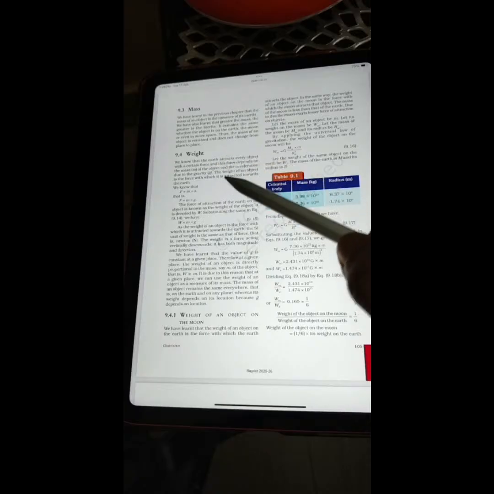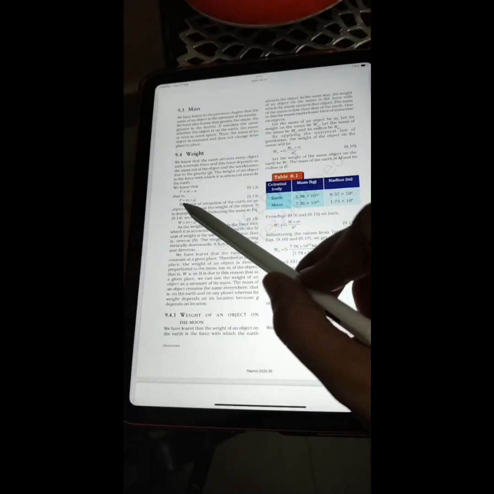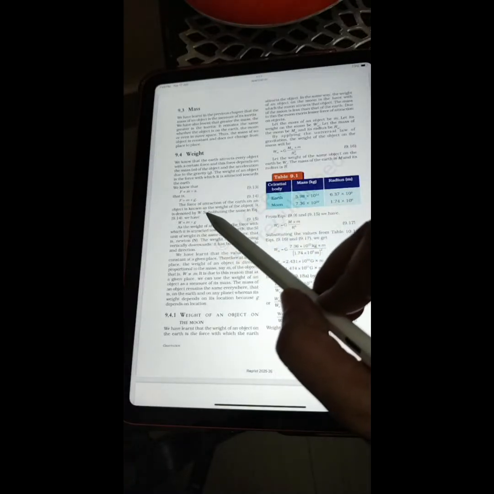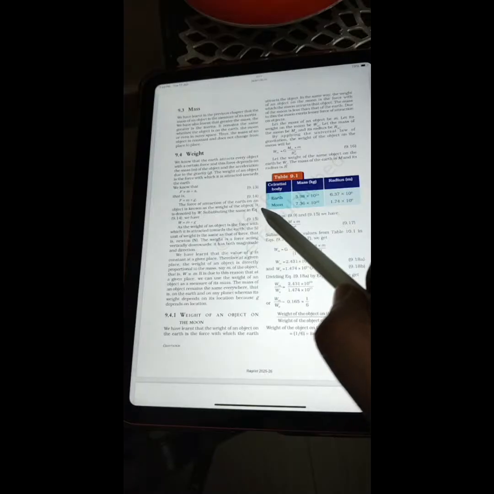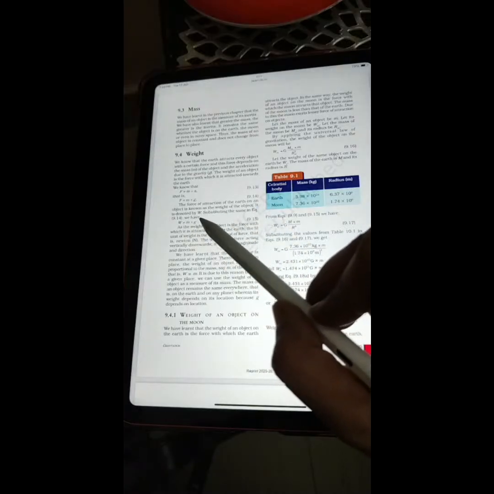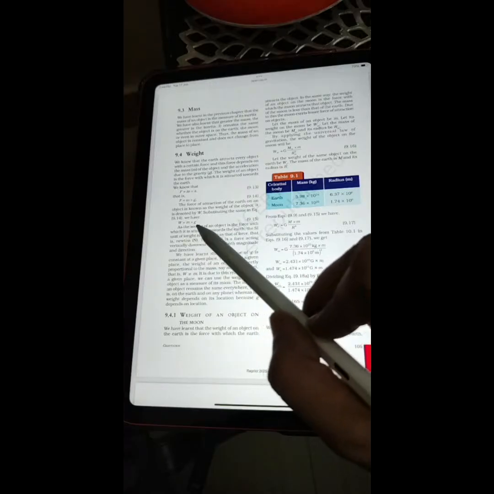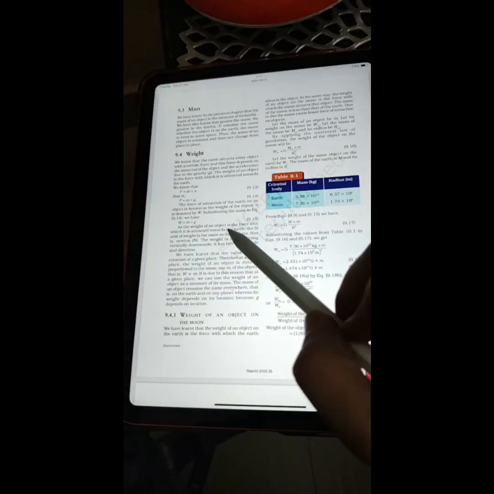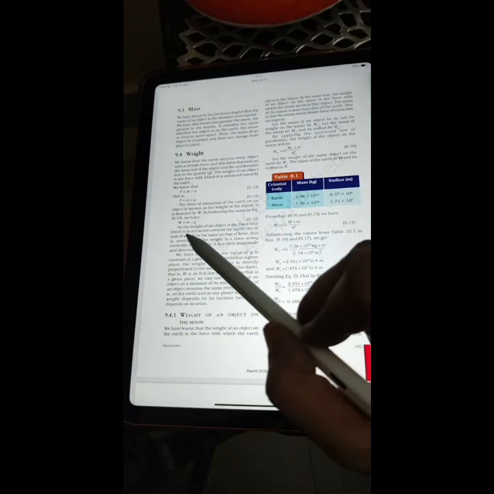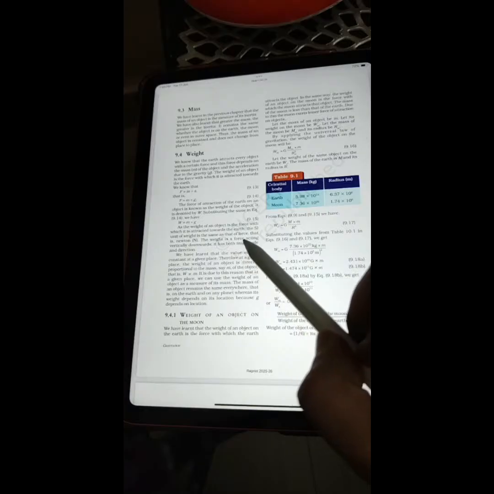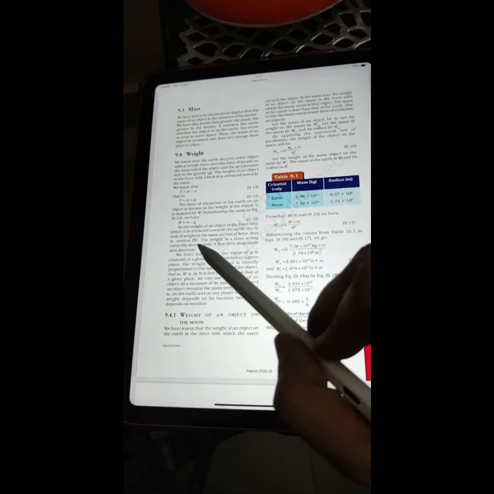That is F is equal to mg. The force of attraction of the earth on an object is known as the weight of the object. It is denoted by W. Substituting the same in equation 9.14, we have W is equal to mg, as the weight of an object is the force with which it is attracted towards the earth. The SI unit of weight is the same as that of force, that is Newton, denoted by capital N.